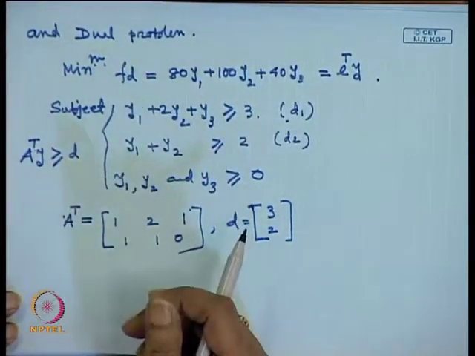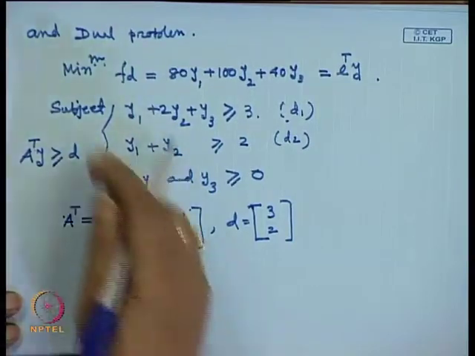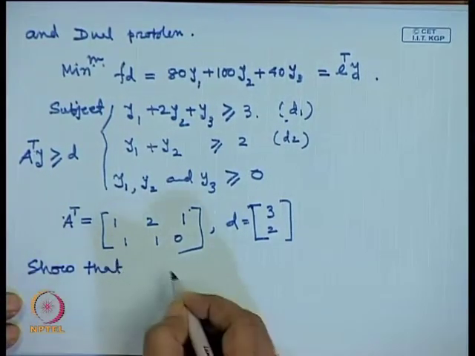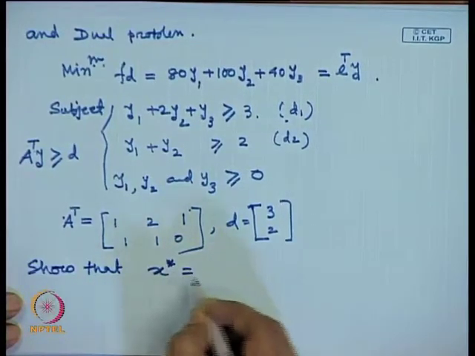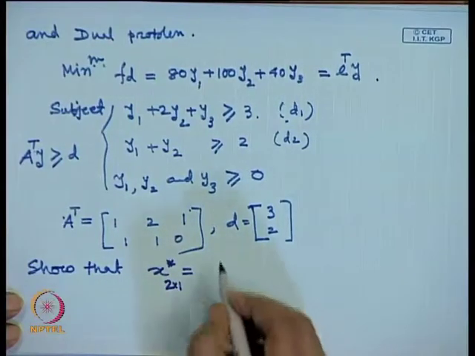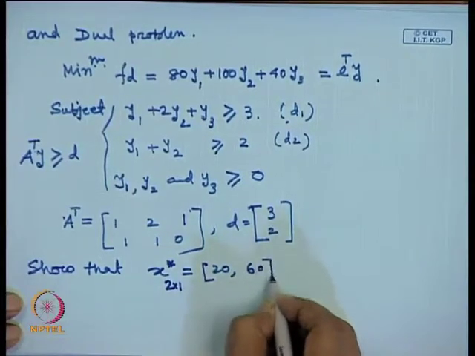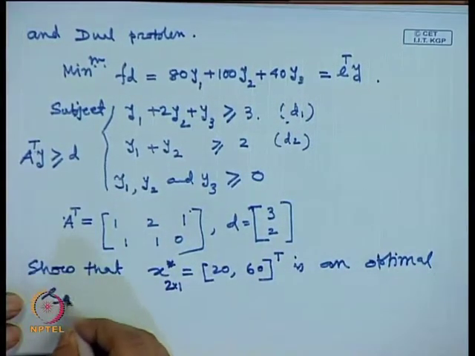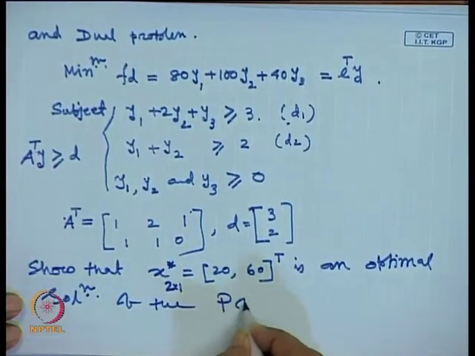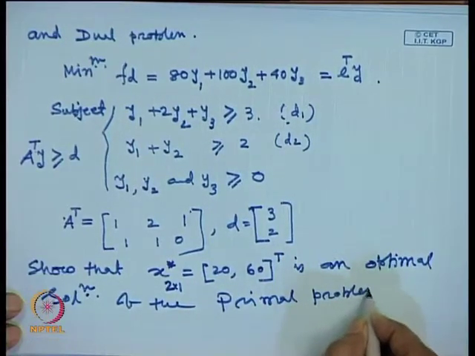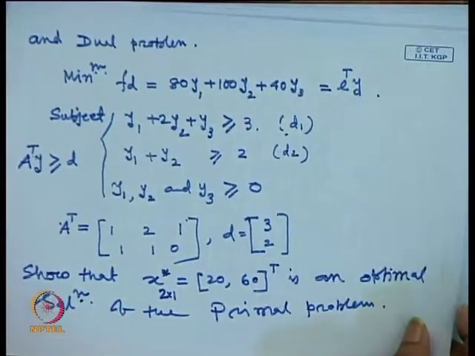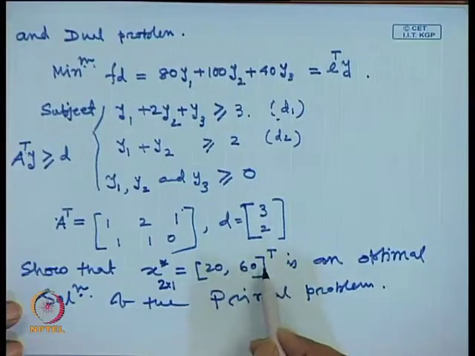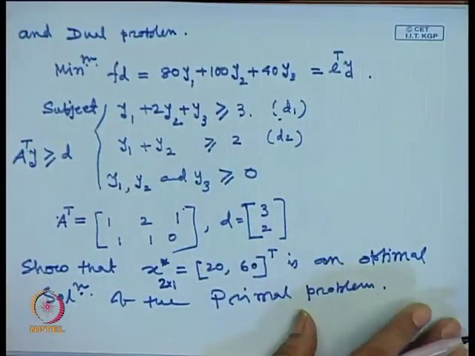So, you can solve this problem: suppose you have been given the primal problem and you are asked to show that x, which has dimension 2 cross 1, is equal to (20, 60) transpose, is an optimal solution of the primal problem. That is, you show it. Once it is an optimal solution of the primal problem, x1 is 20 and x2 is 60 must be a feasible solution of the primal problem. Okay.